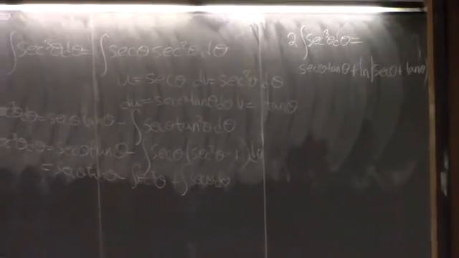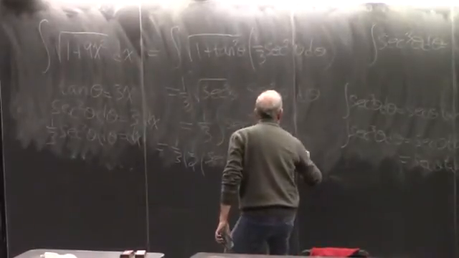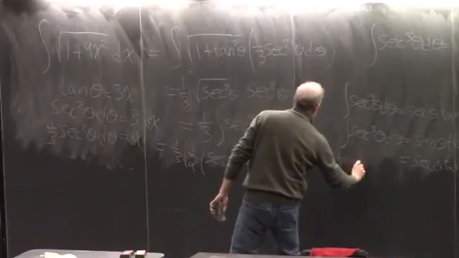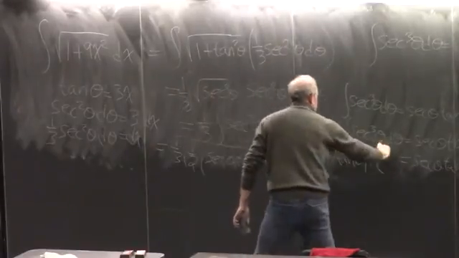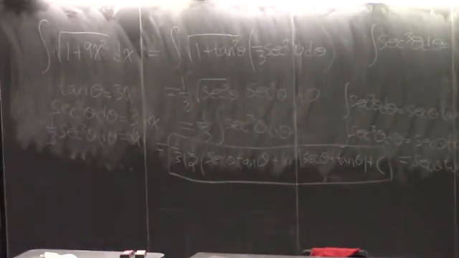1/2. I'm not even close to done. Secant theta tan theta. I am actually close to done. I know, I'm just torturing you guys. Plus log secant theta plus tan theta plus c. So, whew. But wait. Okay, so that's the integral.